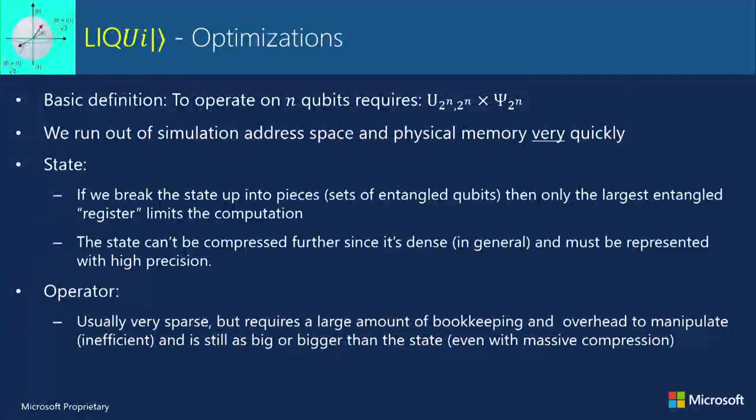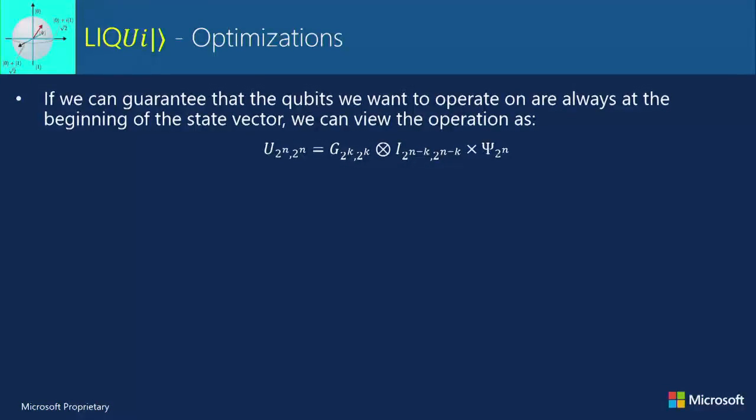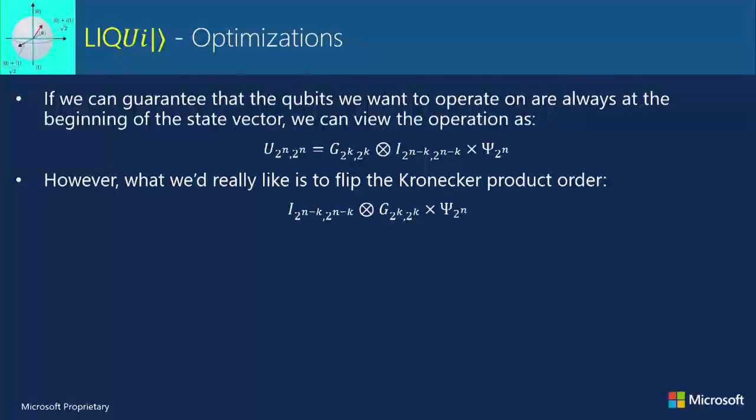On the operator side, it's usually very sparse. That's the good news, but a large amount of bookkeeping and overhead to manipulate it. But we can do better. What we're really doing is taking these little gates, like a CNOT touches 2 qubits, but you may have 100 qubits, or in this case, say 30 qubits that you're simulating. So what you really want to do is take that gate and tensor product it with identity matrix of the right size and then multiply it by the state vector, provided all the qubits are in the right order so you're able to do this.